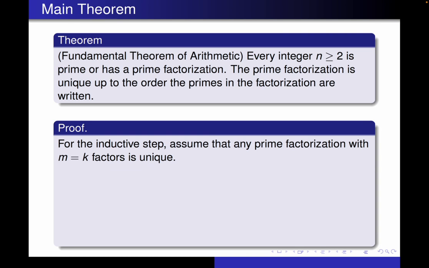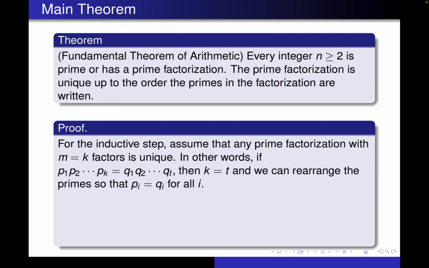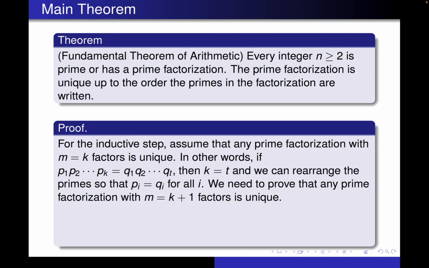All right, so for the inductive step, we can assume that any prime factorization with m equals k factors is unique. In other words, if we happen to have p1 times p2 through pk, where those are any k prime numbers, and that happens to be equal to another prime factorization q1, q2 through qt, then k is equal to t, and we can arrange the other primes on the other side so that pi equals qi for all i. And we need to prove that the same thing happens when we have m equals k plus 1 factors.